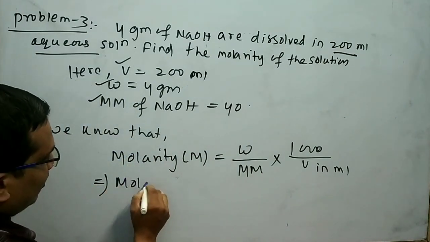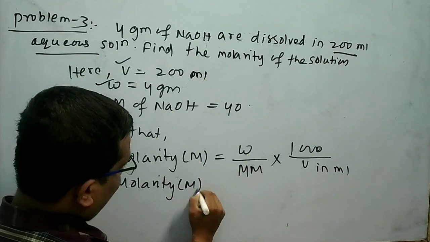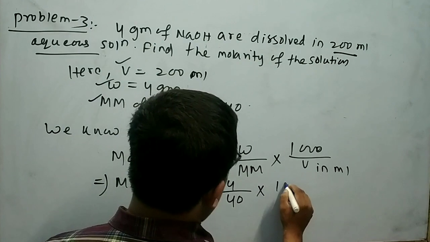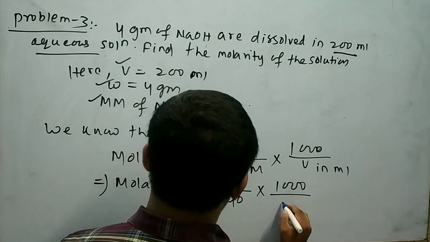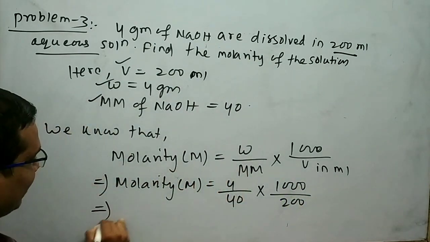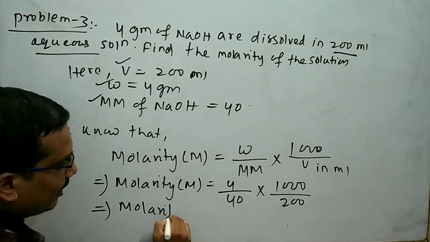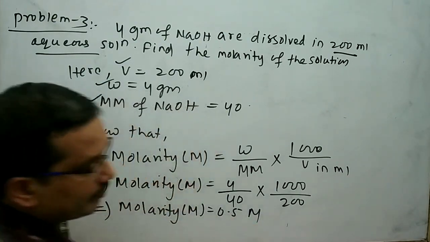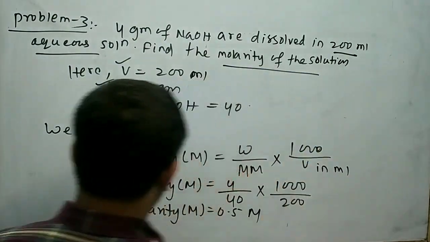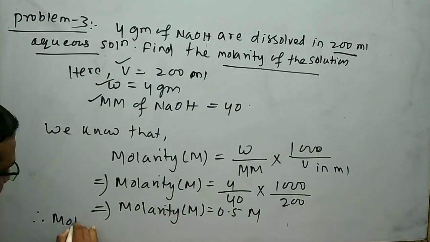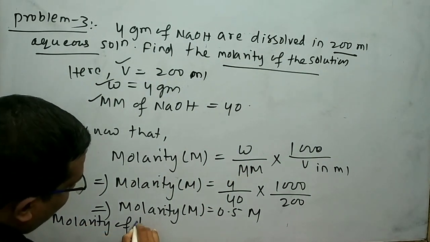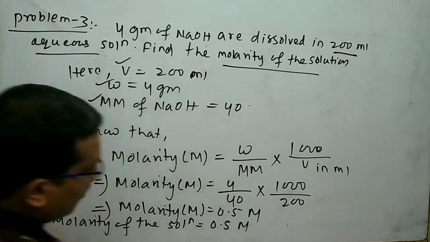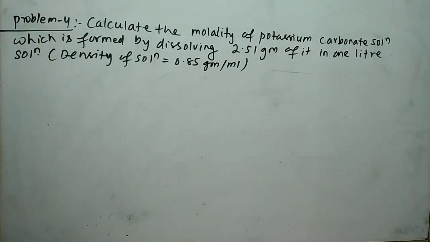Then I can write molarity equals 4 by 40 into 1000 by 200. After solving, I can write molarity M equals 0.5 M. Our question is to find out the molarity of the solution. So I can write molarity of the solution equals 0.5 M. Now I will solve problem number 4.